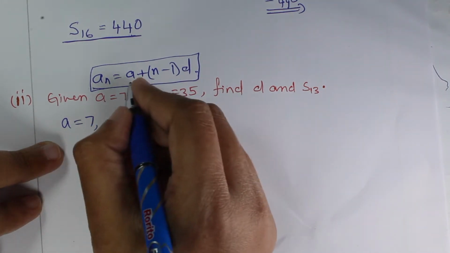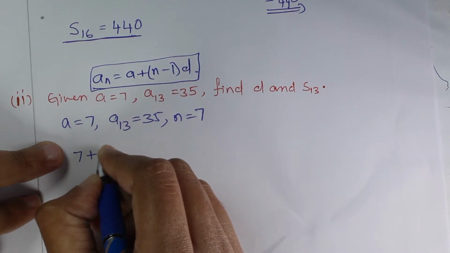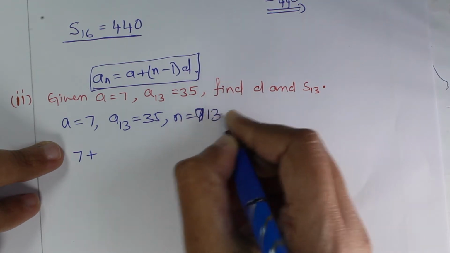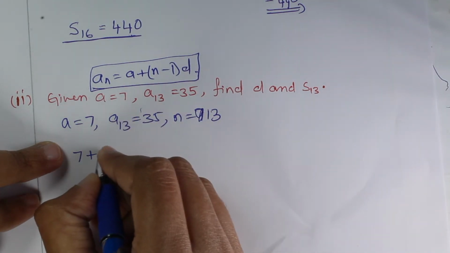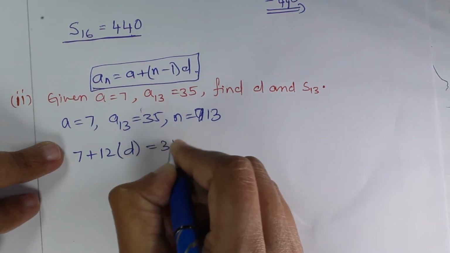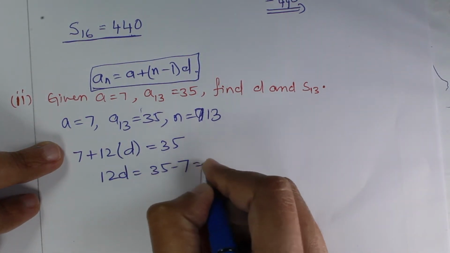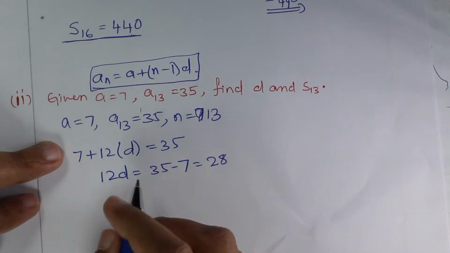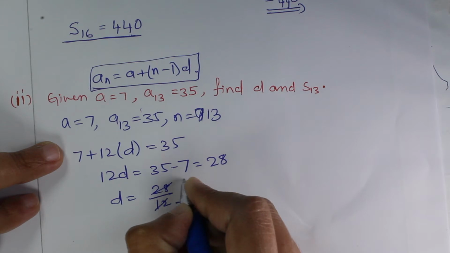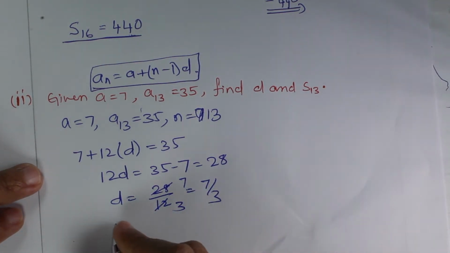So a becomes 7 plus, n is 13. Sorry, n is 13. (13 - 1) is 12, into d, is equal to 35. 12d = 35 - 7, that is equal to 28. d = 28/12. 4 3s are 12, 4 7s are 28. That is equal to 7/3. So I got the common difference value as 7/3.